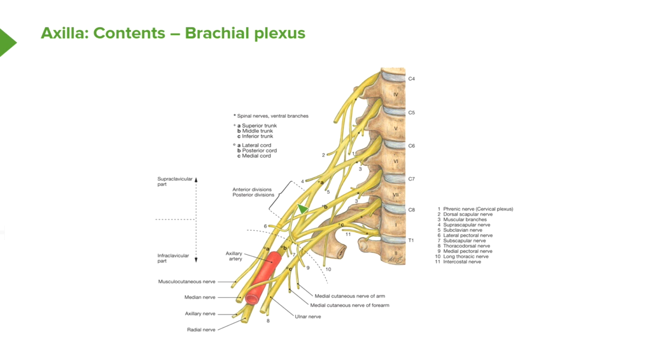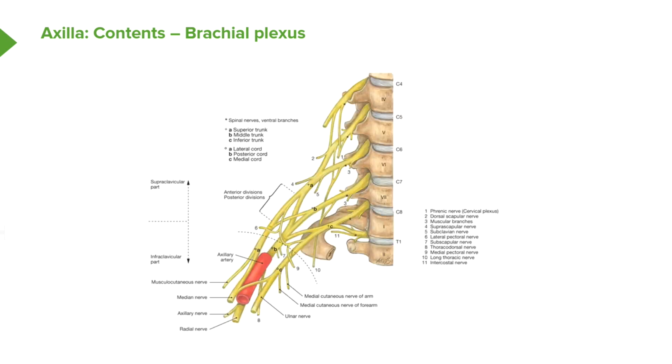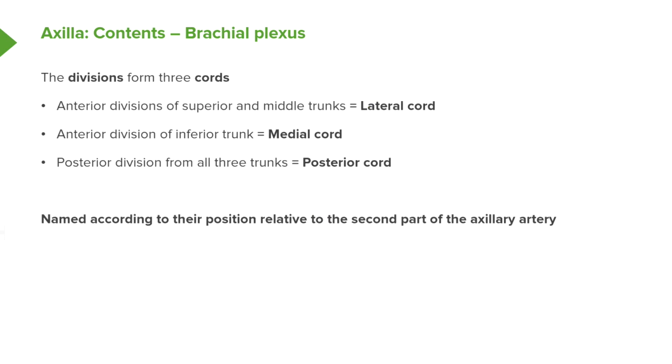Anterior division from superior trunk and from the middle trunk unite. Anterior division from the inferior trunk carries on. The posterior divisions from the superior, middle, and inferior trunks unite together. What this results in is a series of chords. The divisions coming from the trunks form 3 chords.